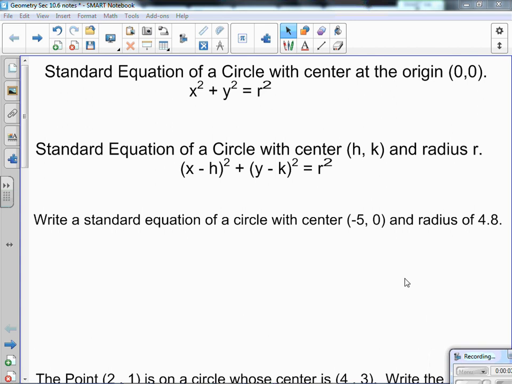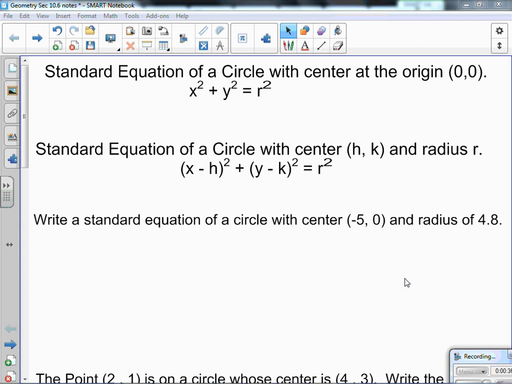Alright, so today we're looking at equations of circles. The standard equation of a circle, if the center of that circle is at the origin, or the point (0, 0), right there where the x and y cross, is just x squared plus y squared equals r squared. So in order to write the standard equation, if the center is at the origin, all you have to do is figure out what the radius is, and then square it and plug it into the equation.